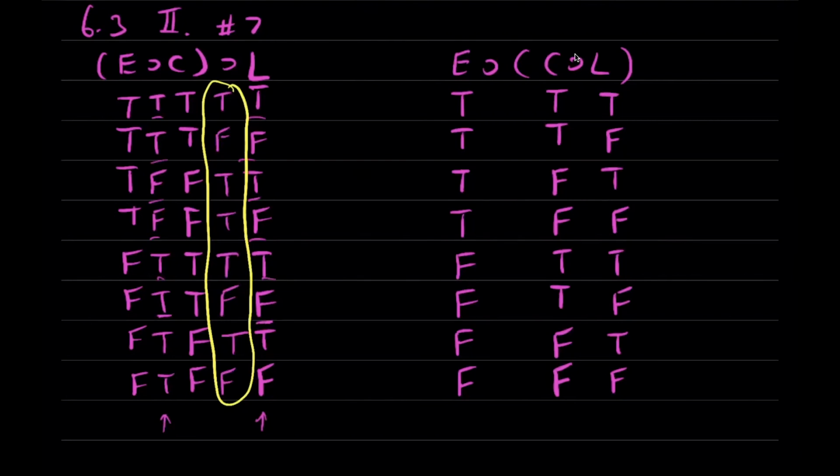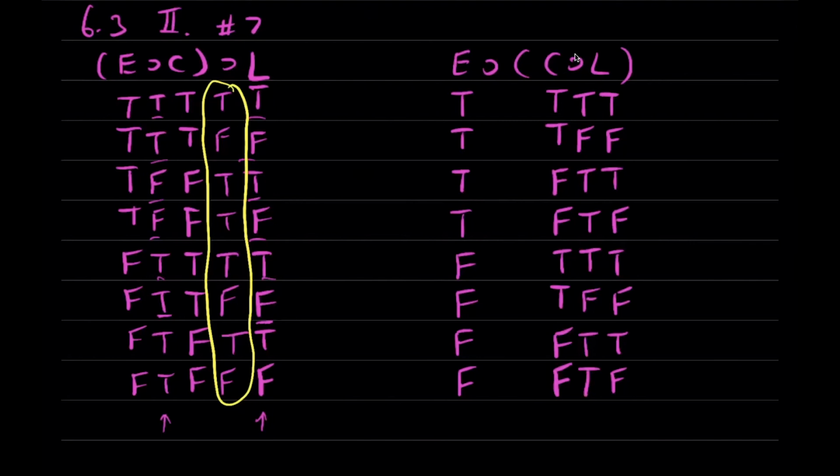Start with the connective with the smallest scope inside the parentheses and work our way out. So inside the parentheses, we have C implies L. So true implies true is true. True implies false is false. False implies true is true. False implies false is true. True implies true is true. But here's our weird case where we have true implying false. That's false. False implies true is true. And false implies false is true.